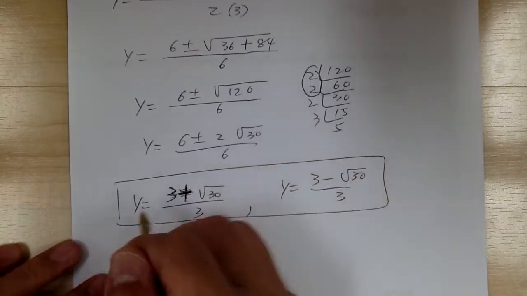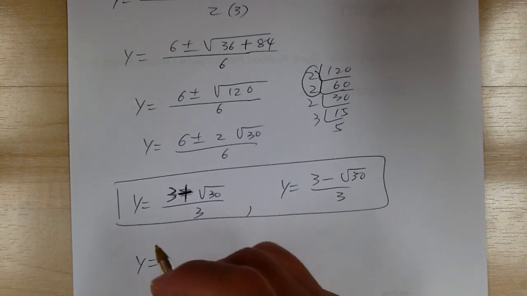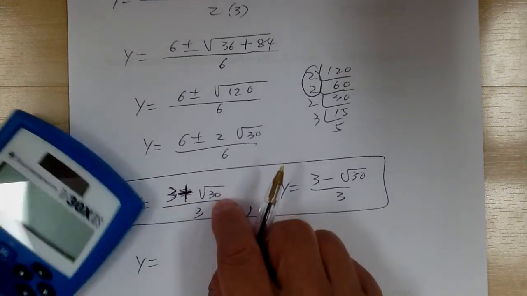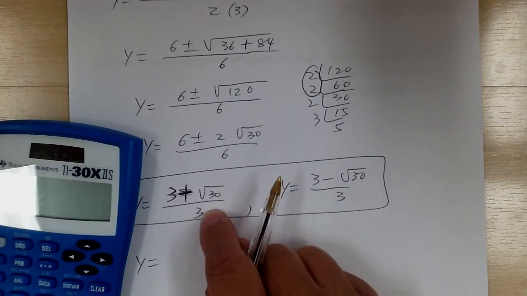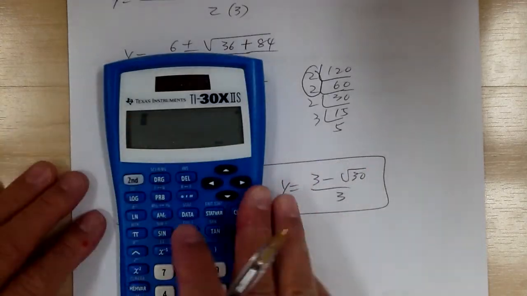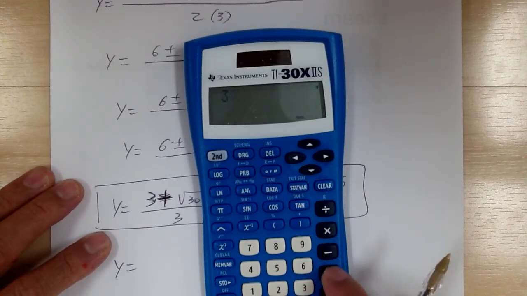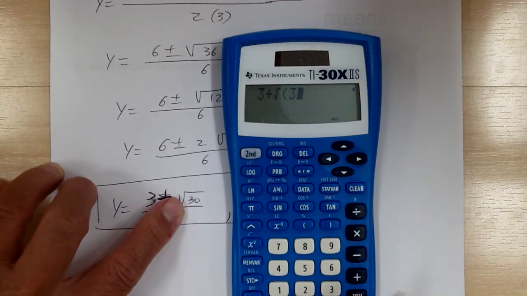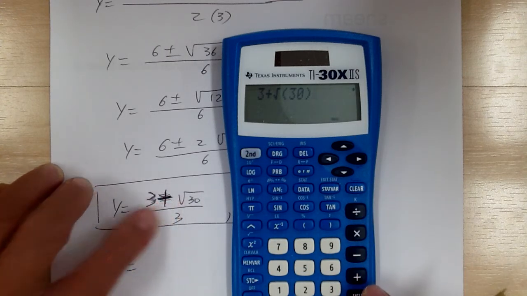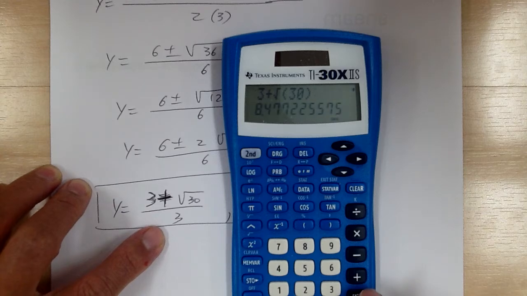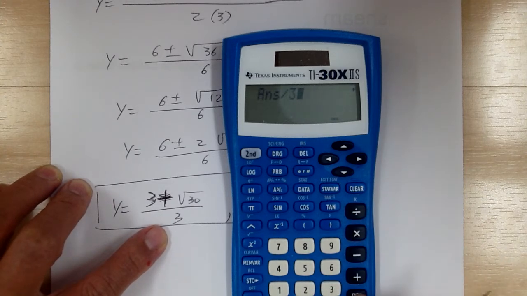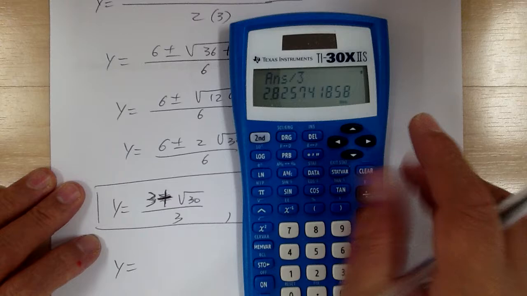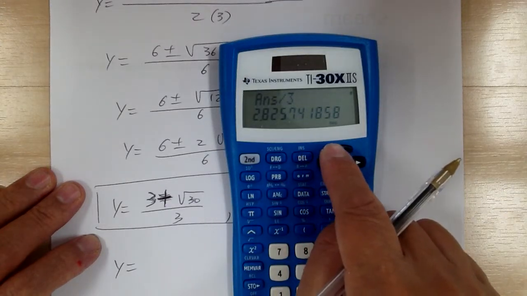Okay, now to do the approximation, you just use a calculator. When you're using a calculator, make sure you push equal before you divide by 3. Okay, so 3 plus square root of 30, closing parentheses. I'm going to push equal, and then I'm going to divide by 3, then push equal. Okay, so I get 2.8257.